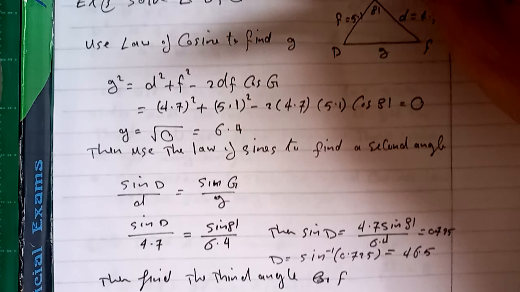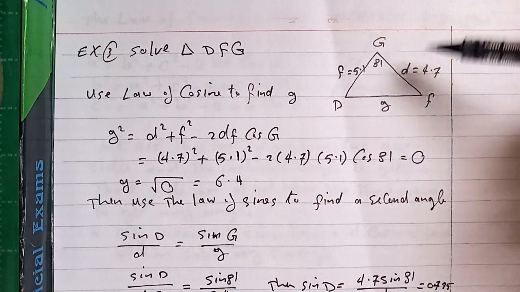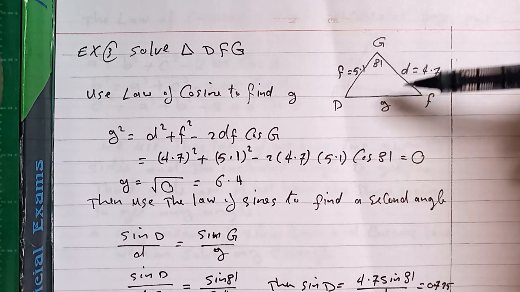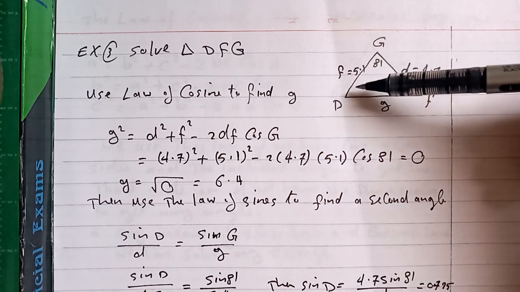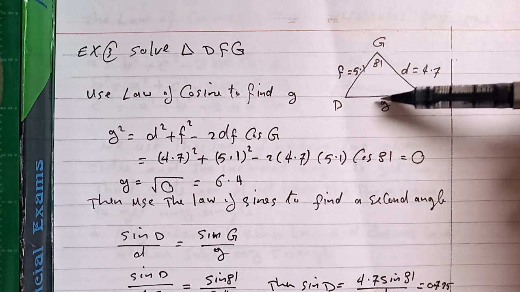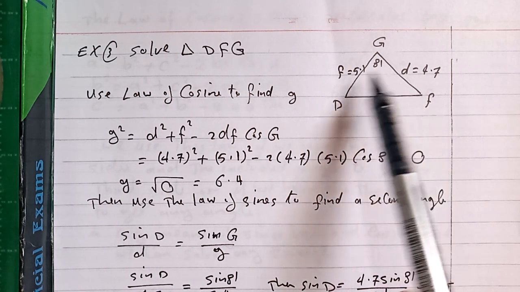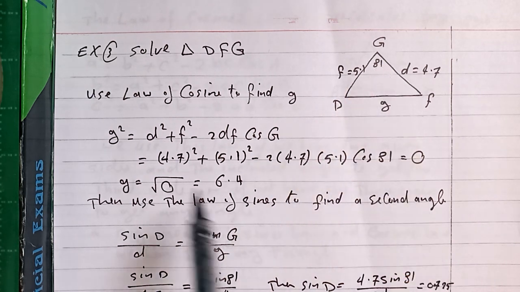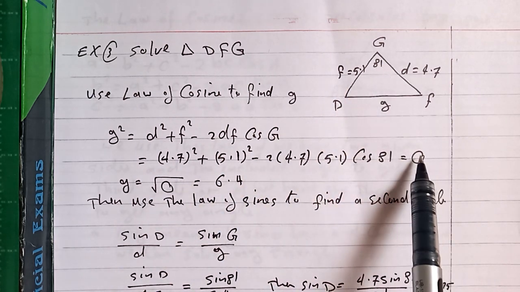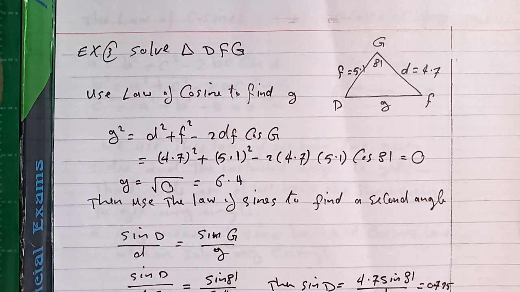Example 3. Solve the triangle. In this triangle we have two sides and the included angle, and I want to solve the triangle, meaning I want to get the third side and the other two angles. So we are going to use the cosine law and the sine law. First, let's start with the cosine law to get G. G squared equals D squared plus F squared minus 2 times D times F cosine G. When I get this number, take the square root to get G, it is 6.4, easy.